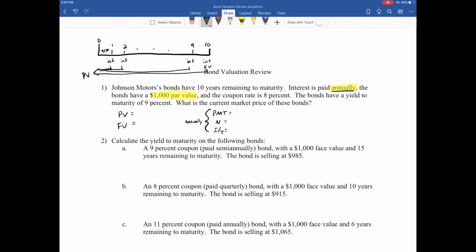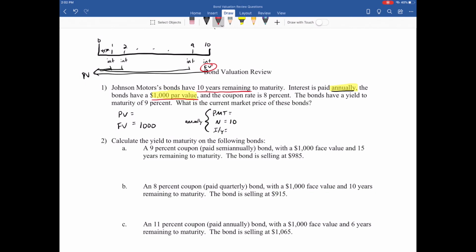Let's just go through the different items here and assign them to the different inputs on our financial calculator. First thing we have is 10 years remaining until maturity. That is your N. That is the number of periods until the bond matures. Next piece of information we have is the $1,000 par value, which is also referred to as the face value. That is the amount that we receive when the bond matures, and that is our future value. So here what we have done is we have input that future value from our timeline. That is the cash flow I receive at the end of the 10 years.